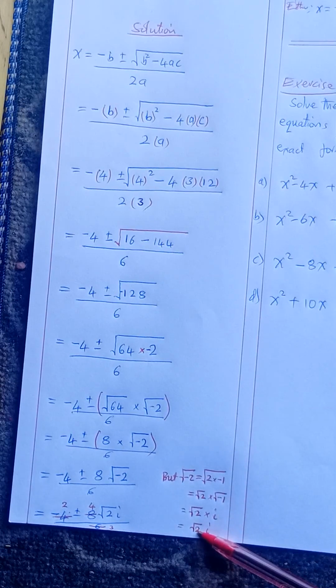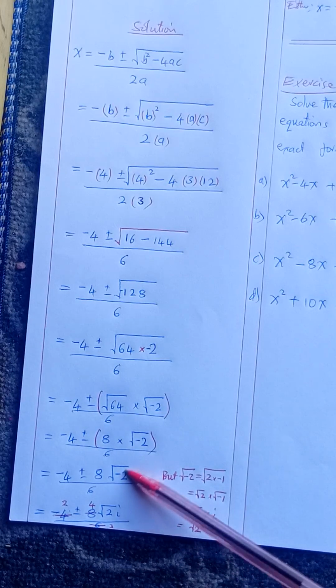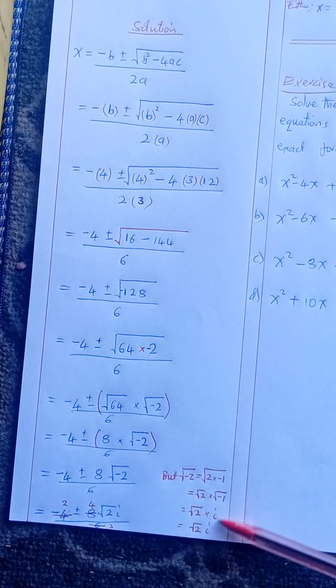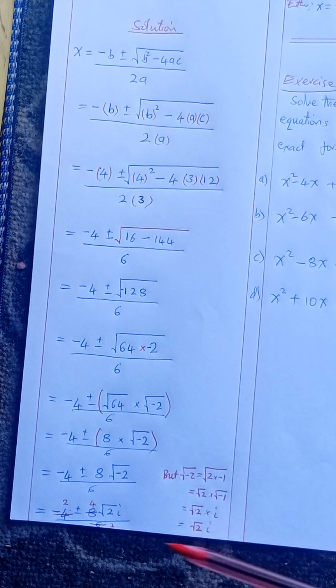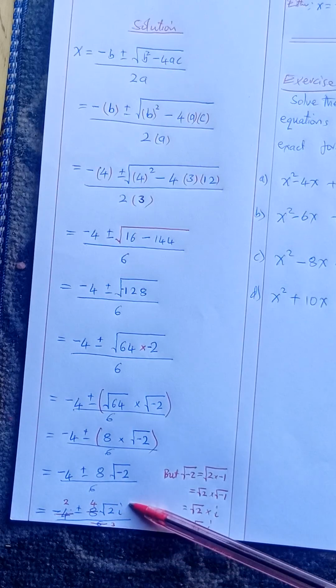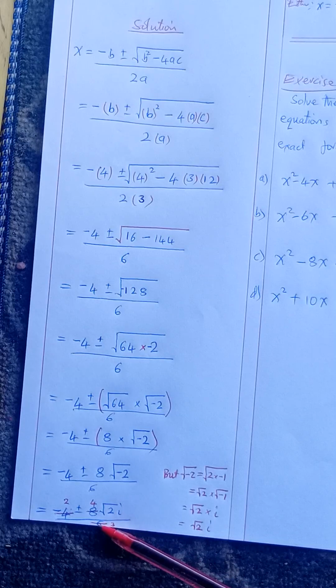So here we have 2i. Since we are supposed to get the root of negative 2, we have got in the side work here 2i. So here we have root 2i. And now we can pull out the common factor to help us in reducing.